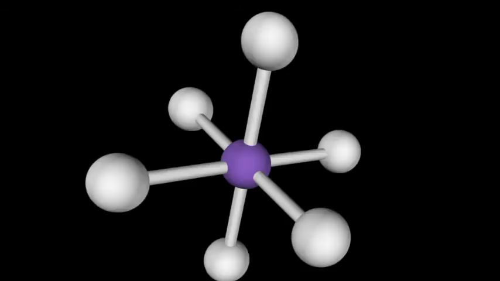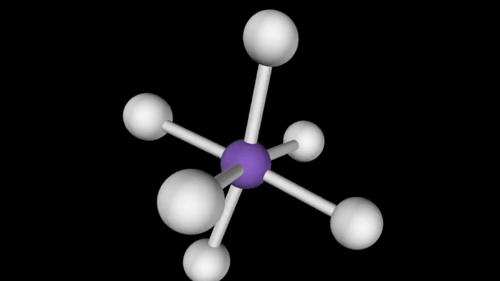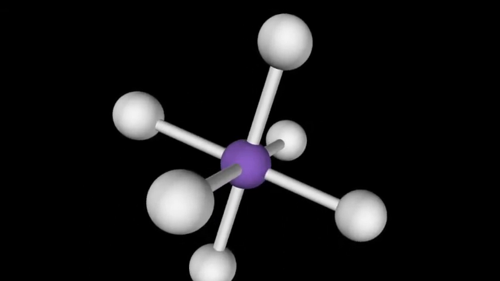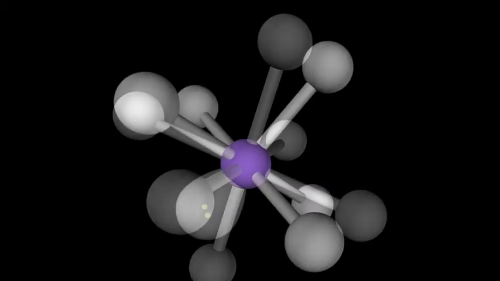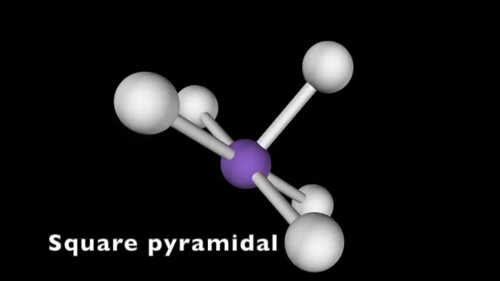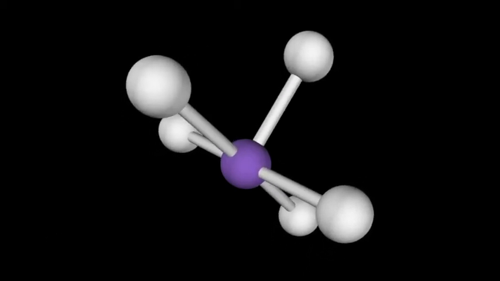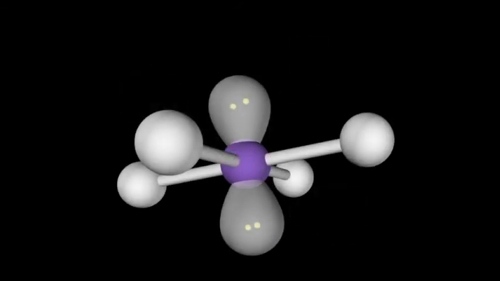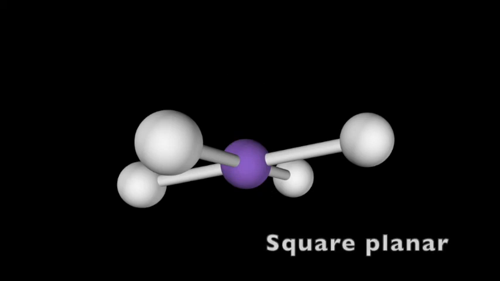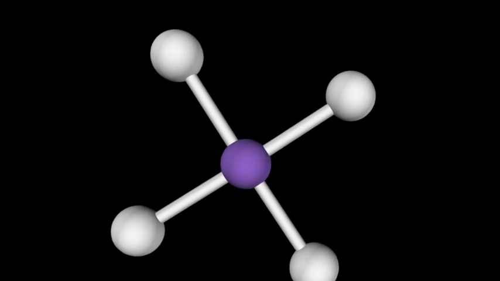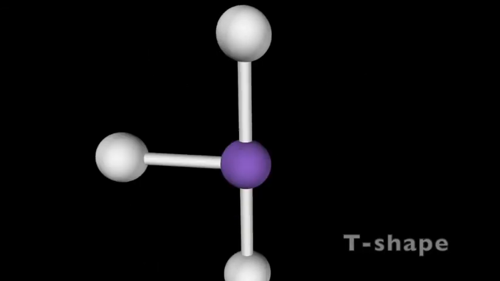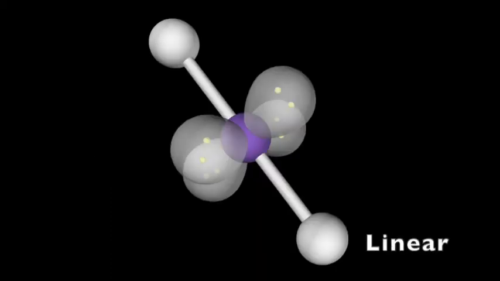Let's move on to the octahedral electron configuration. If you have 6 bonded electrons, you have an octahedral shape with 90-degree angles. If we take one of those bonding domains and swap it in for a lone pair, we'll get a square pyramidal shape. The lone pair will squish the angles into something a little less than 90 degrees. If we swap out another bonded region for another electron pair, we'll get this square planar shape. We can keep going to get a T-shape and a linear shape as well.